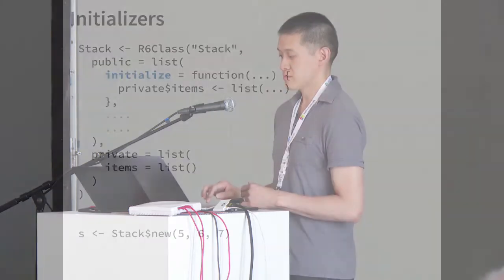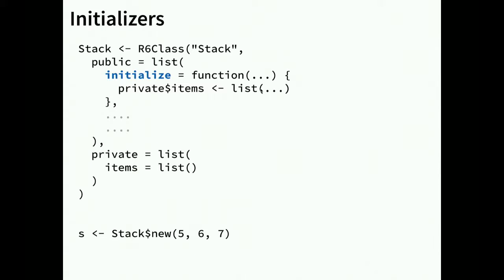Okay, so another handy feature of R6 classes are initializer methods. So in the stack class, it just starts off empty, the one that I showed you, but you can add a special method called initialize. And in this one, it's a function that takes ... arguments, and it just assigns those elements as the beginning, the starting state of the stack. So if I say Stack$new(5, 6, 7), then the stack starts with those items in the stack.